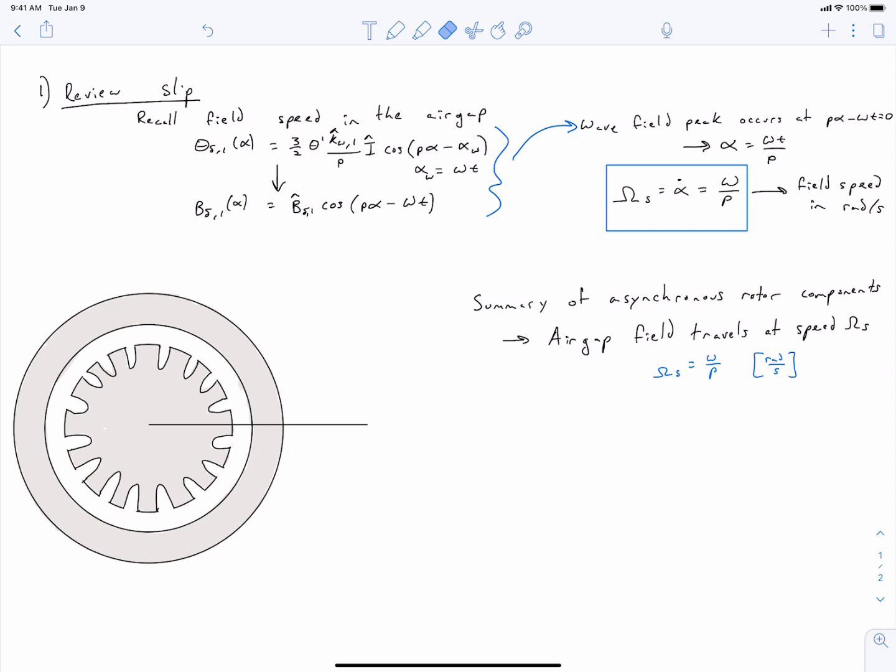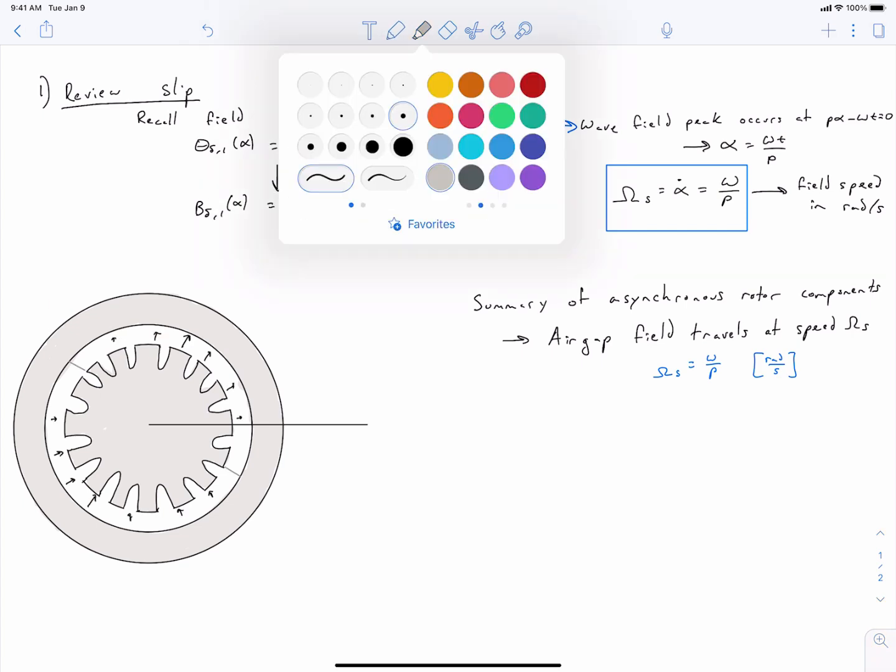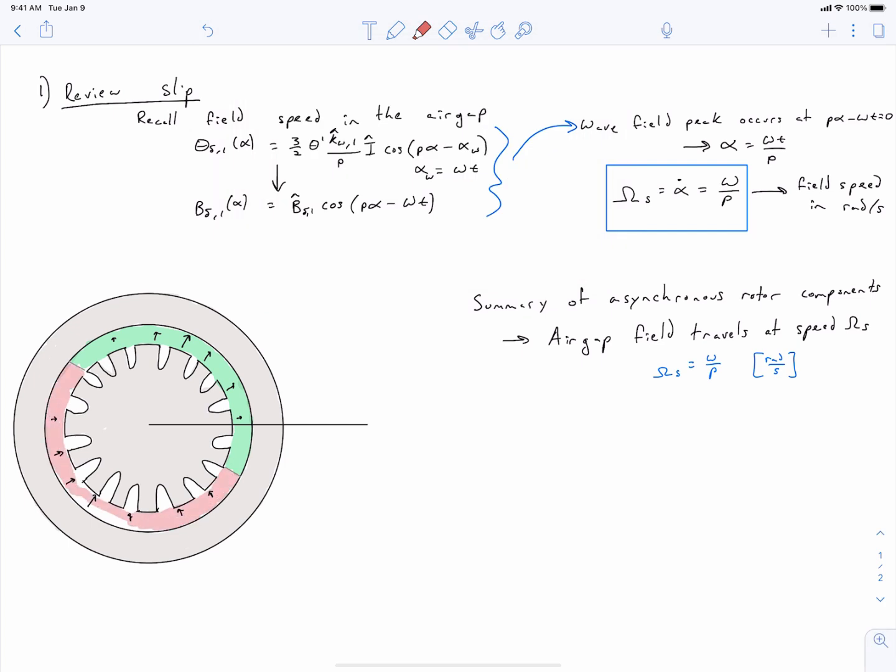We can draw this in the air gap of our machine. It's a little bit more complicated than when we had permanent magnets, but we can still depict our air gap field, our magnetizing field. So I'm drawing this expression here, and I'm showing that the field is peaking at this location here, which is omega s times t. So as time marches onwards, this field rotates counterclockwise. I'm drawing this intentionally to look like permanent magnets.